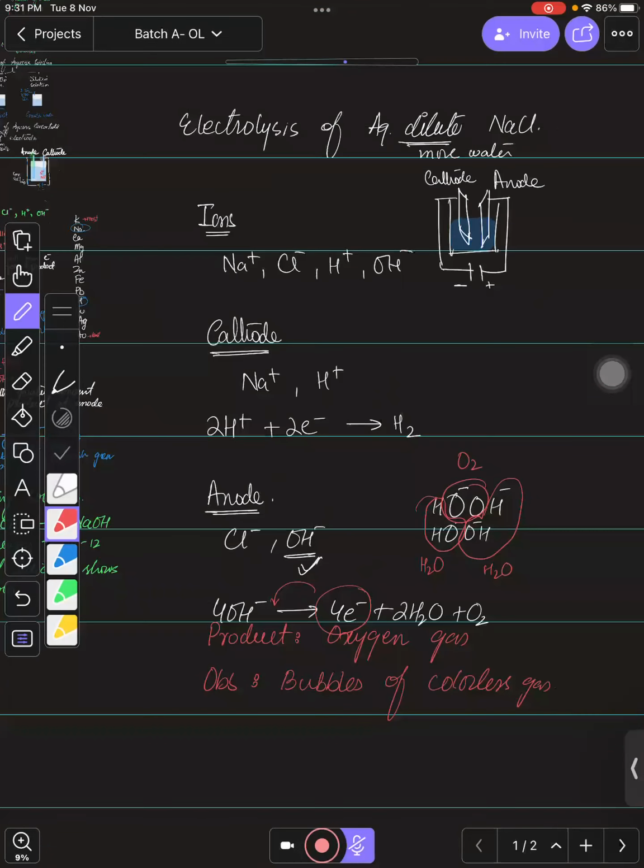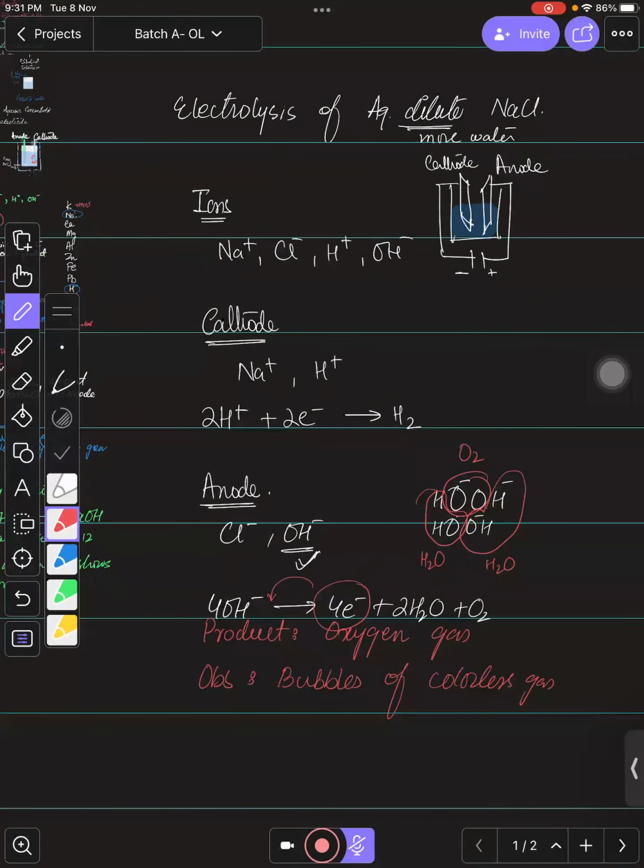And for ease, you can remember this: whenever you have a dilute solution, all the time at the anode you will find this equation. This is a very important equation for electrochemistry. You need to learn this whenever you have a dilute solution. This is fixed. You need to learn this, right, bacho?